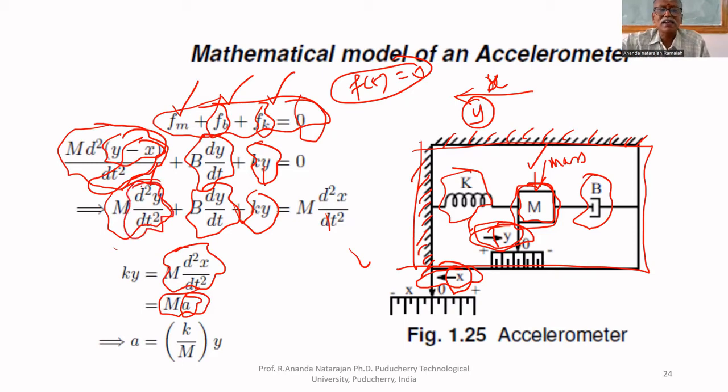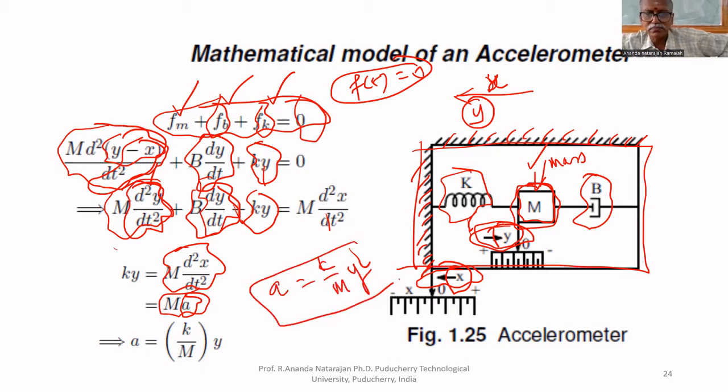the change in acceleration, the first derivative of acceleration, is 0. In that case, we can assume that d square y by dt square and dy by dt are 0. If you assume like that, only ky is there. Therefore, ma equal to ky or a equal to k by m multiplied by y. Therefore, constant acceleration is equal to k by m multiplied by y. If you know y, you can find the acceleration.